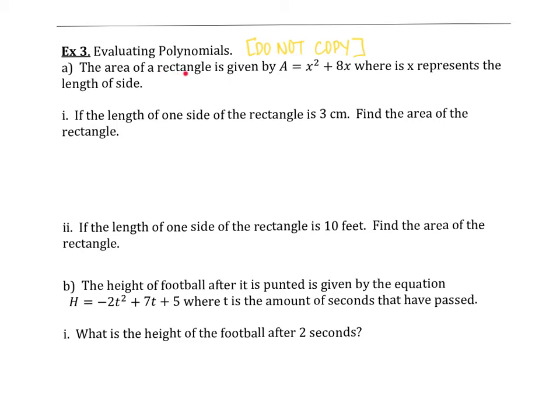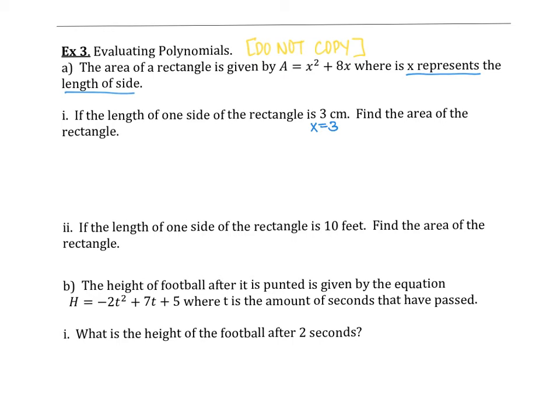Okay, so this says the area of a rectangle is given by A equals x squared plus 8x, where x represents the length of the side. Okay, for the first question, if the length of one side is 3, so the length of the side is 3, so they're telling me x equals 3.